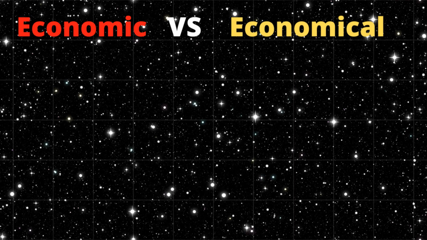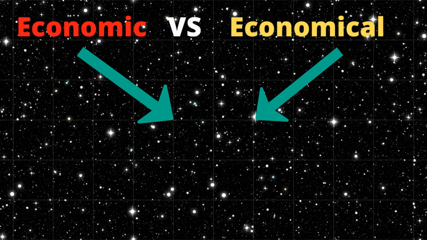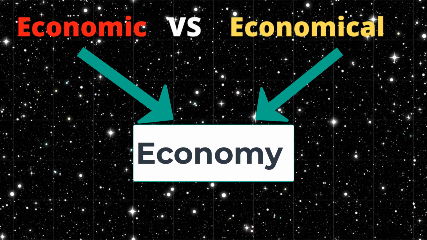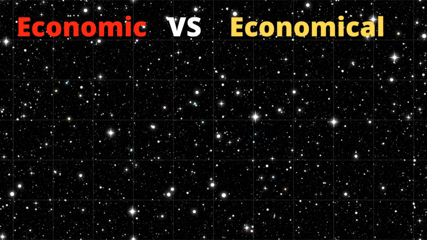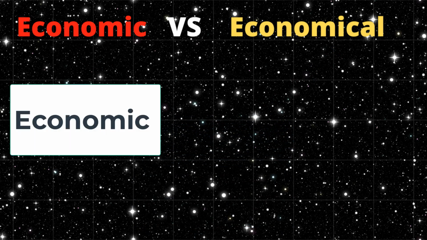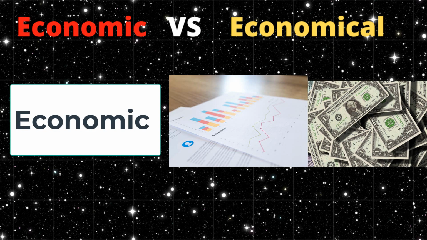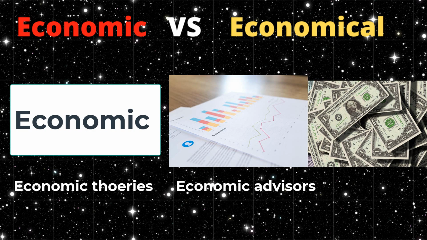The first two adjectives are economic and economical. These two adjectives come from the same root, which is economy. That's why a lot of students get confused or mix up these two adjectives. The first adjective, economic, refers to the science of economy or the economy of the country. For example, you say economic theories, economic advisors, economic collapse.